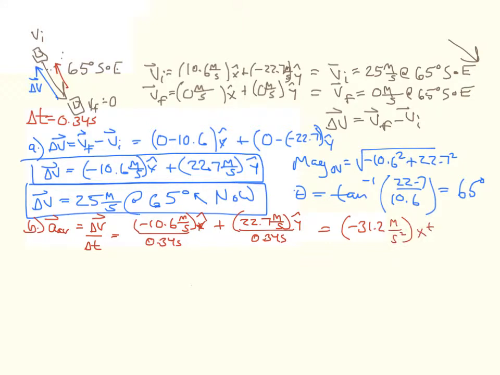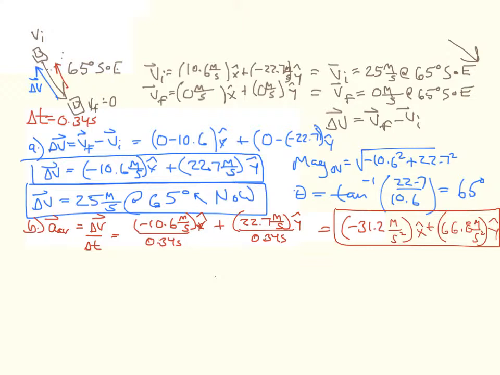That's our x hat plus, what is it, 22.7 divided by 0.34, 66.8 meters per second squared. That's in the y hat direction right there. All right, that is going to be our unit vector expression for our acceleration. All right, look, it's slowing down, so it's being directed in the opposite direction that the car was originally moving. All right, how can we prove that?